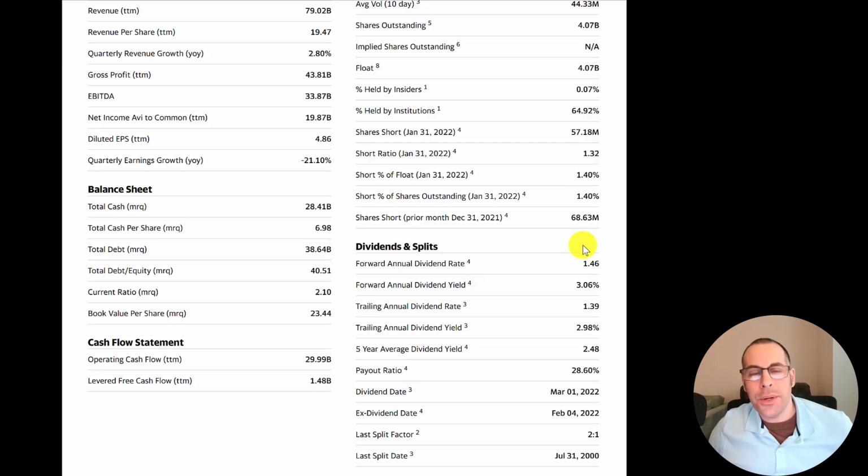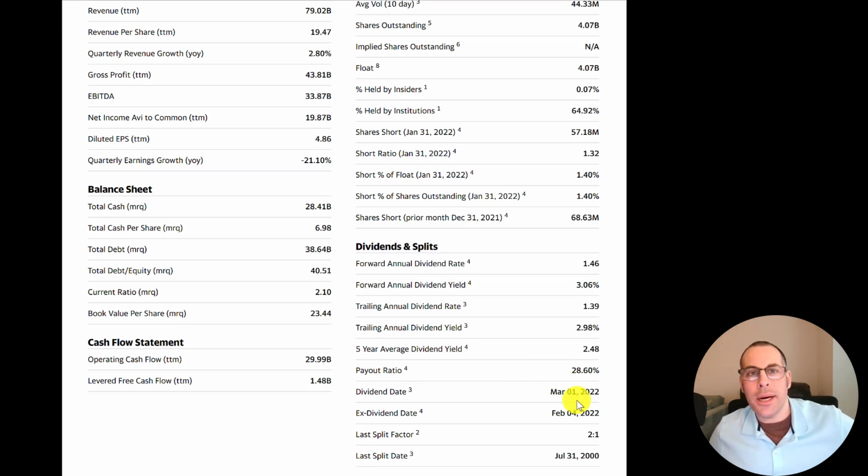The forward annual dividend is the last dividend payment times 4. The forward yield is the forward dividend payment divided by the stock price. The trailing dividend is a sum of the prior 4 dividend payments. The trailing yield is the trailing dividend divided by the stock price. The payout ratio is the sum of all the dividends they paid in the past 12 months divided by the net income. The company will pay their next dividend on 3/1.